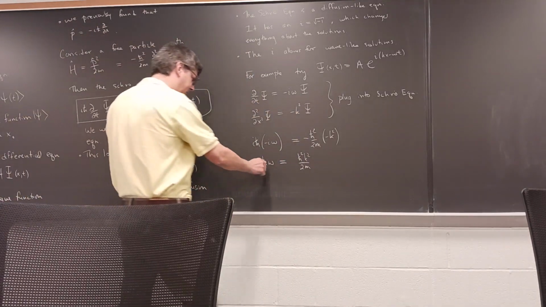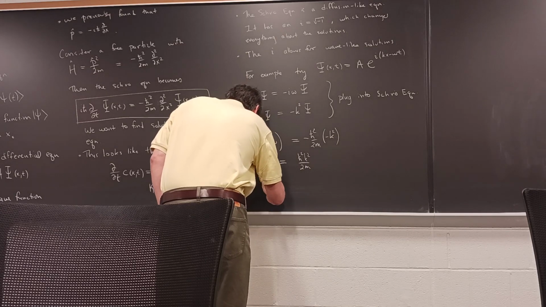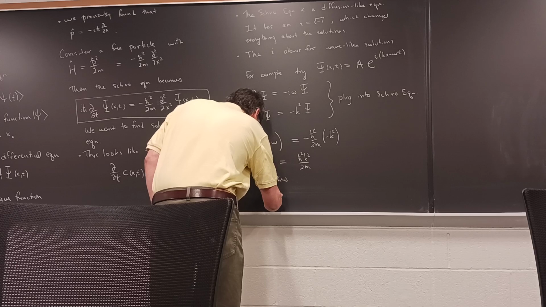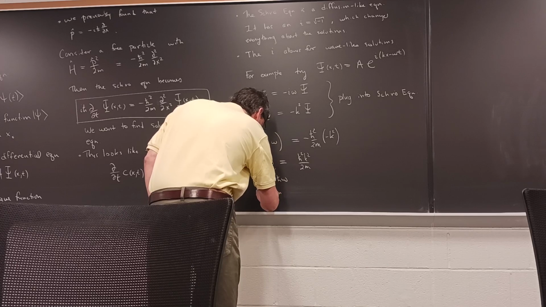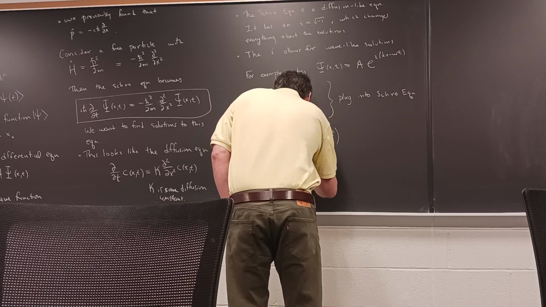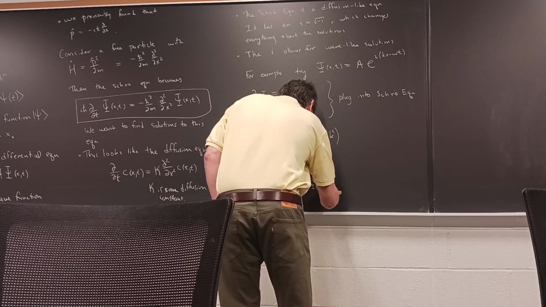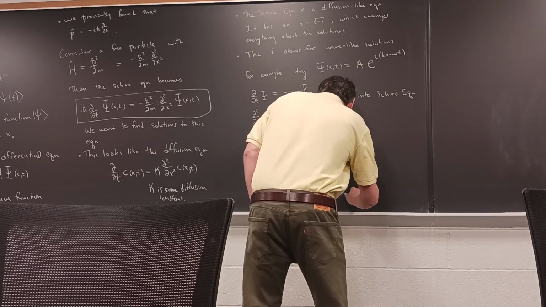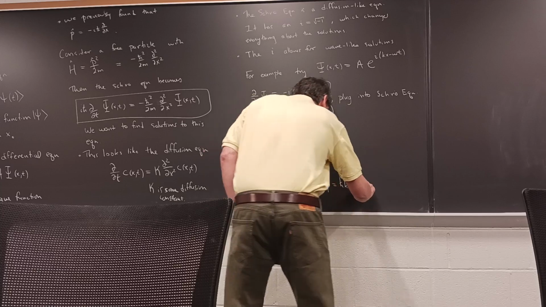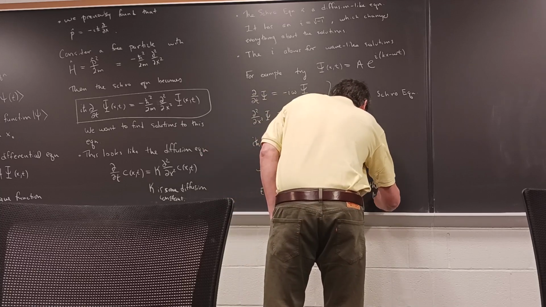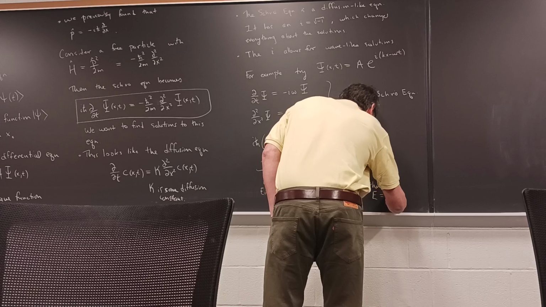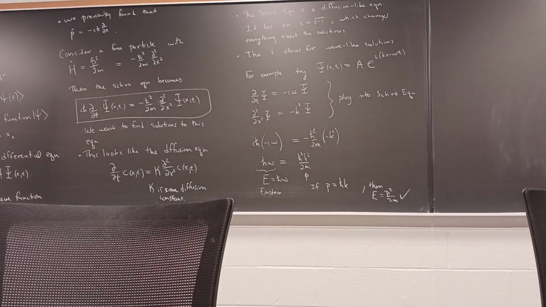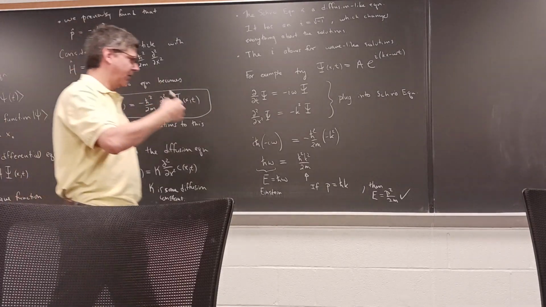And what is this? This is the Einstein relation here. This is E equals h bar omega. This is Einstein. And then this relation here, if P is equal to h bar k, then we have E equals P squared over 2m. Okay, so it satisfies it. A traveling wave solution satisfies the Schrödinger equation.